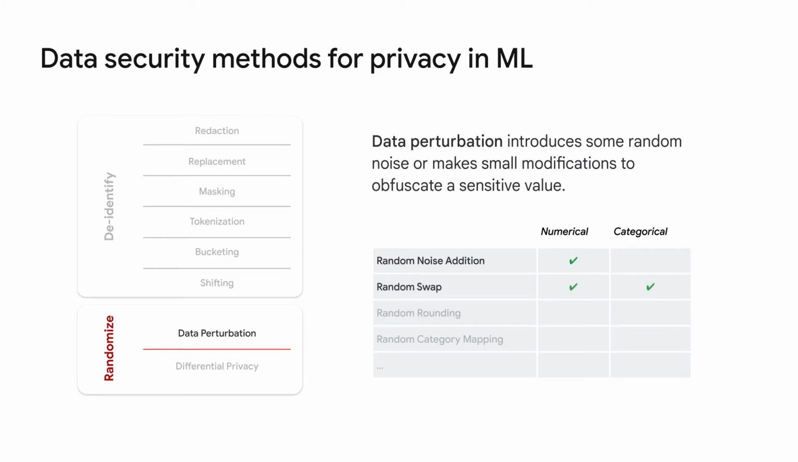Random swap, exchanging the values of different data points randomly. It works for both numerical and categorical values. Random rounding, rounding data points to random precision levels. This works for numerical values. Random category mapping, randomly mapping categorical values to different categories within the same variable. The level of perturbation must strike a balance between privacy protection and data utility, ensuring that the data remains informative and valuable for legitimate analytical purposes.